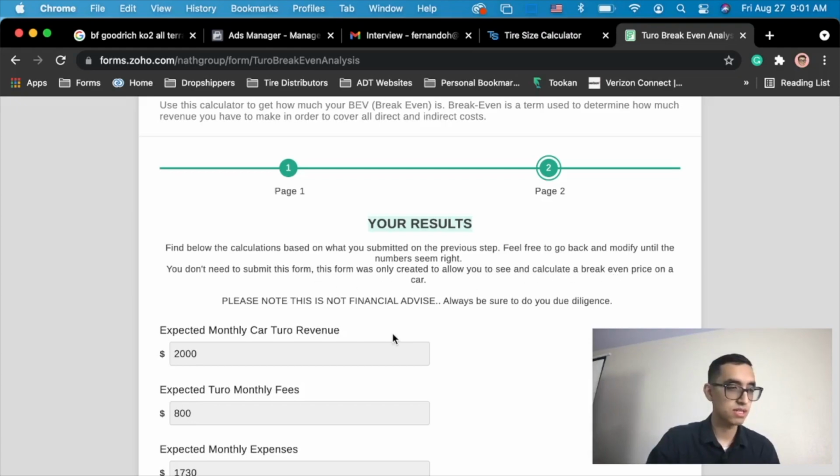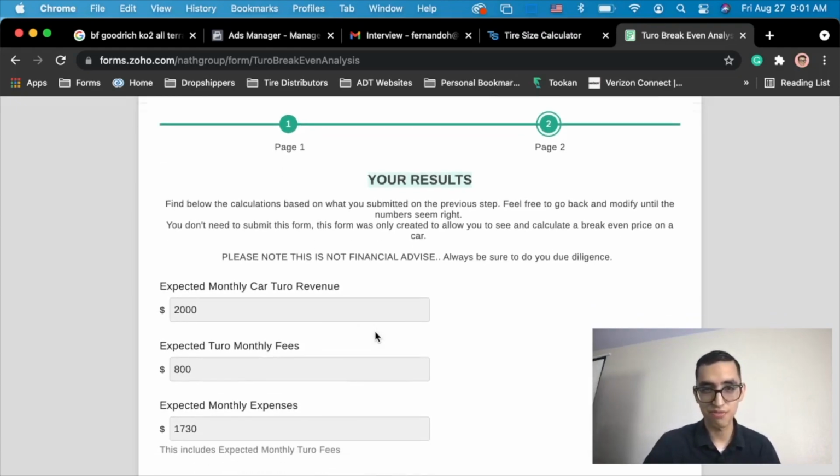And let's see, please note that this is not financial advice, right? I mean, the form could be wrong. I don't want anybody suing me just because they misunderstood or miscalculated, or this calculator didn't estimate accurately. This calculator really is just meant to help you understand how much you should be charging for your car in a very simple, simplistic way.